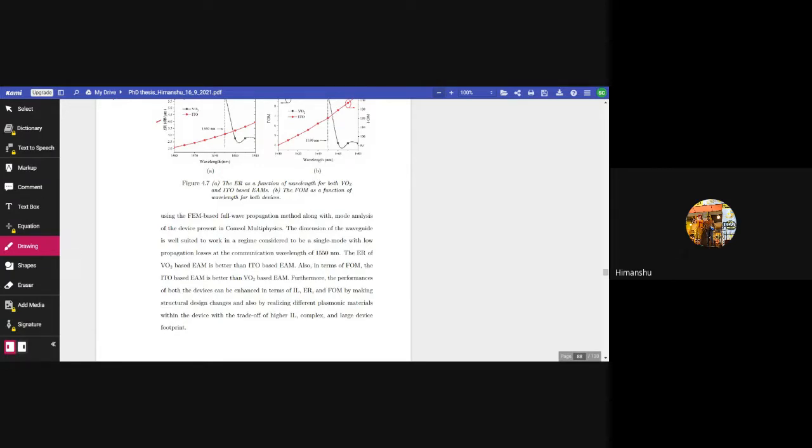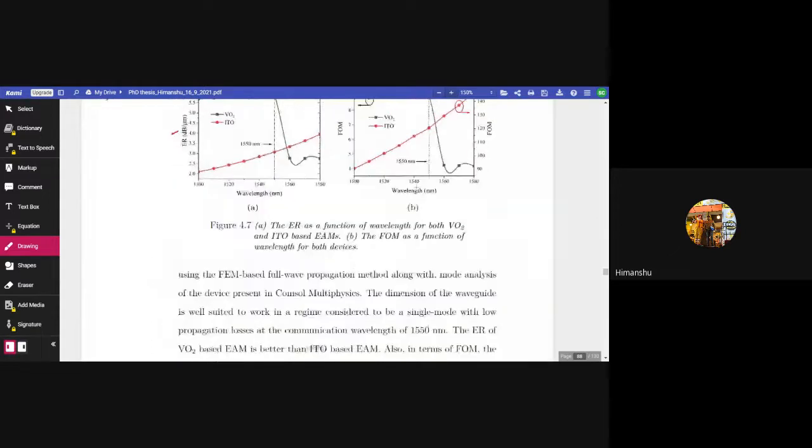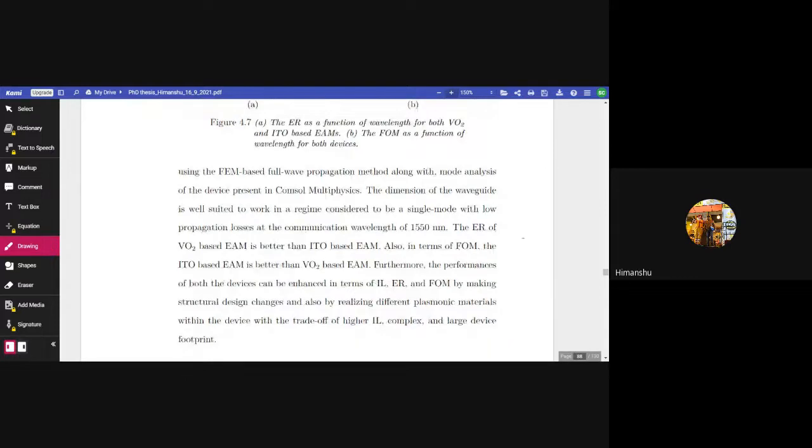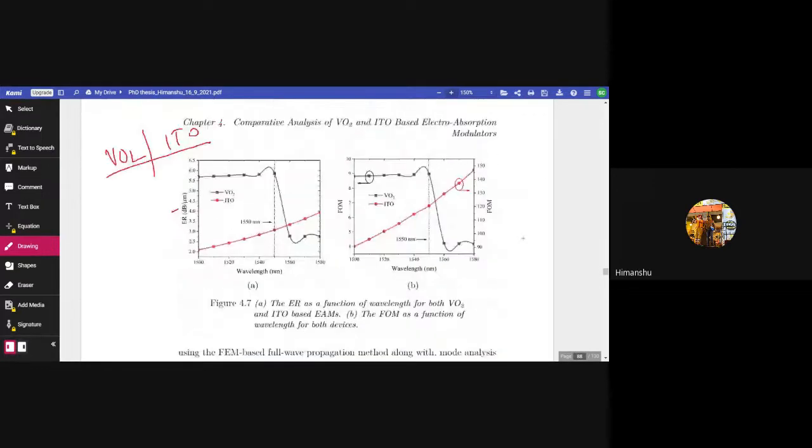Okay, so coming to figure 4.7, figure 4.7a shows the ER as a function of wavelength for both vanadium dioxide and indium tin oxide based electro absorption modulator. It shows the extinction ratio for both over the wavelength range from 500 nanometer to 1580 nanometer. Here the extinction ratio is calculated from the on-state and off-state losses of each device. For VO2, we have calculated the ER from the formula: extinction ratio equals insertion loss at off-state minus insertion loss at on-state.